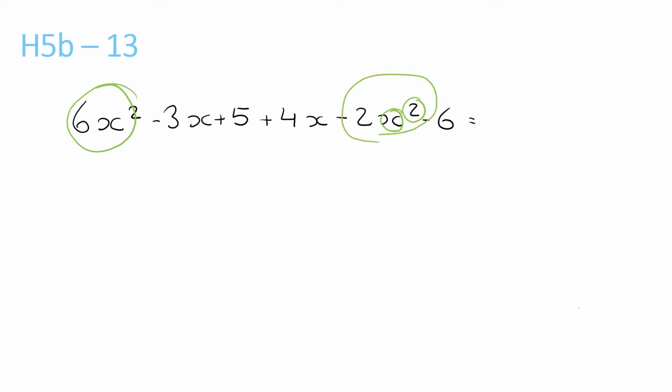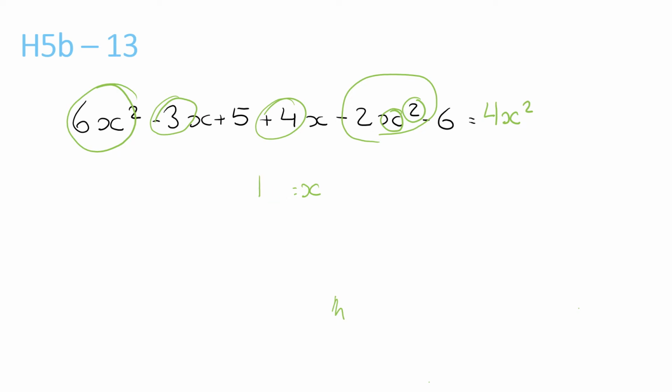Oh yeah, and a new page means a new colour. So, we got 6x squared minus 2x squared, which is the same as just 4x squared, because you just do 6 minus 2. It's pretty simple, this. Then you do minus 3 plus 4, which is 1, and put the x there, so the answer would be x, because we just don't do the 1, we put the x.